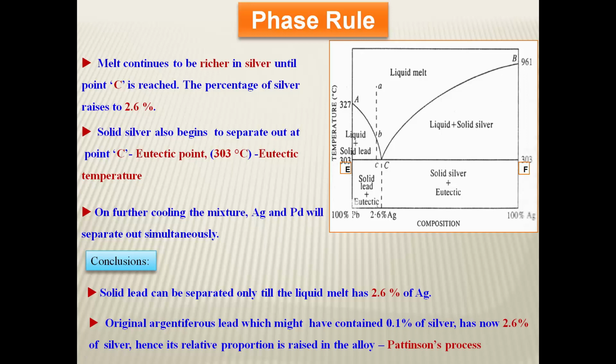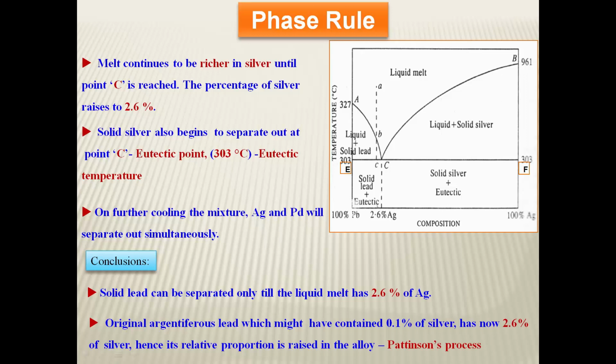You are very well familiar with what we mean by eutectic point and eutectic temperature. Now if I further cool the mixture of the composition corresponding to point C, silver and lead will separate out simultaneously. From these observations, what do we finally conclude? We conclude that solid lead can be separated out. The solid lead that is being separated out and removed continuously is in pure form now. It does not contain silver.